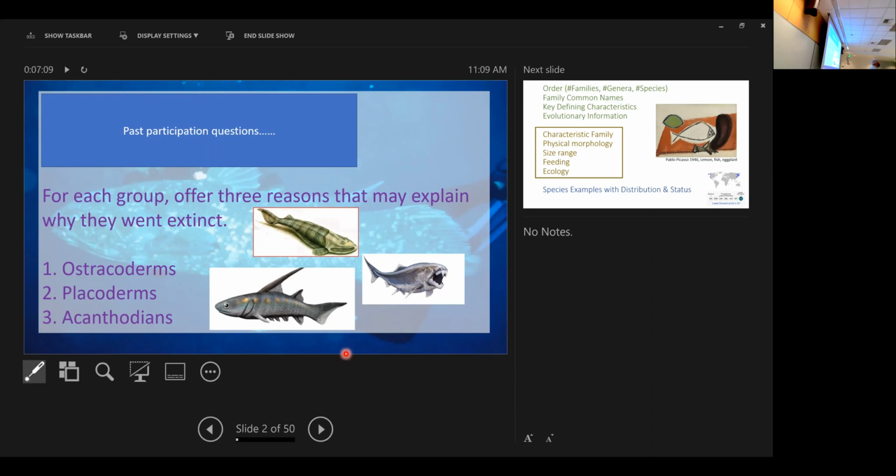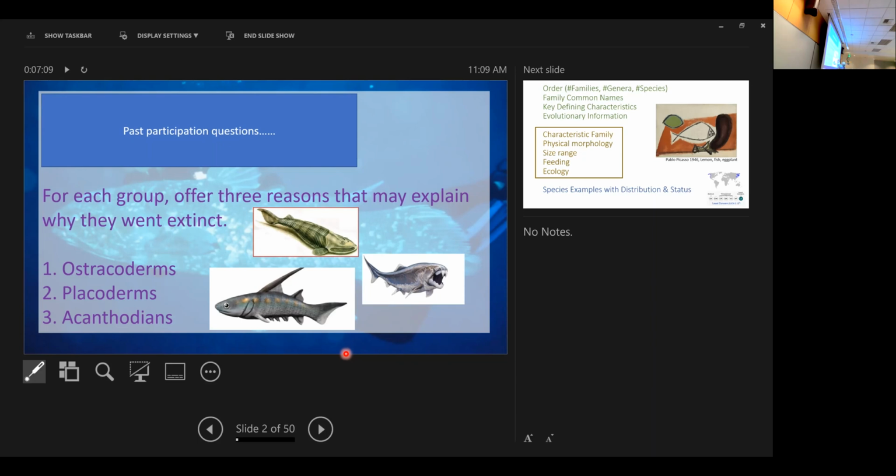What is an ostracoderm? Hello? Yes. Yes, it's a fish with a bony armor. Yeah, that's true. Yes. Yeah, there's a common thread here. Yeah, they're all pretty heavily armored, and that would be the same thing for each one.